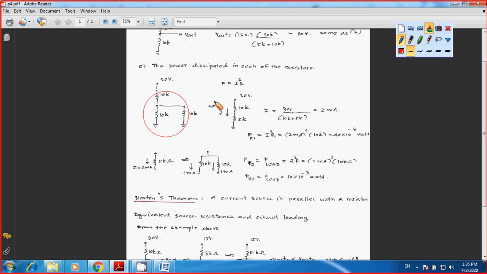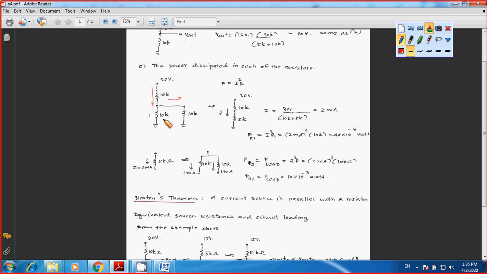So first you look for the current flowing through the 10k resistor. Apply Ohm's law. Your current is going to be equal to 30 volts input voltage divided by the net resistance of 10k and 5k in series, and you have I equal to 2 milliamps. That means you have 2 milliamps current flowing through a 10 kilo ohm resistor, and then it's going to split.